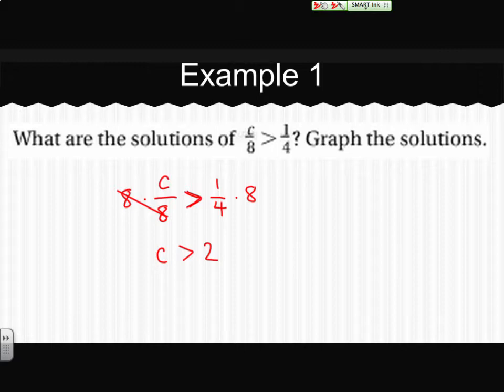And you can check to make sure that this is true. Let's pick a number that's greater than 2. Let's say 16. And the reason I chose 16 is because it's going to make this a Captain Obvious moment. So I'm going to choose c equals 16 because 16 is obviously greater than 2. And so I'm going to say 16 over 8, is that greater than 1/4? Well, 16 divided by 8 is 2, and 2 is greater than 1/4. So I know that I was right, that I didn't need to flip the signs.